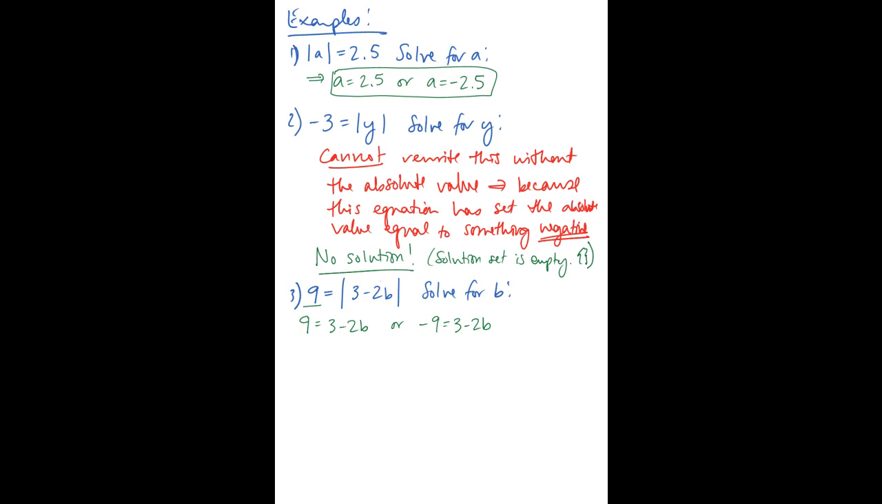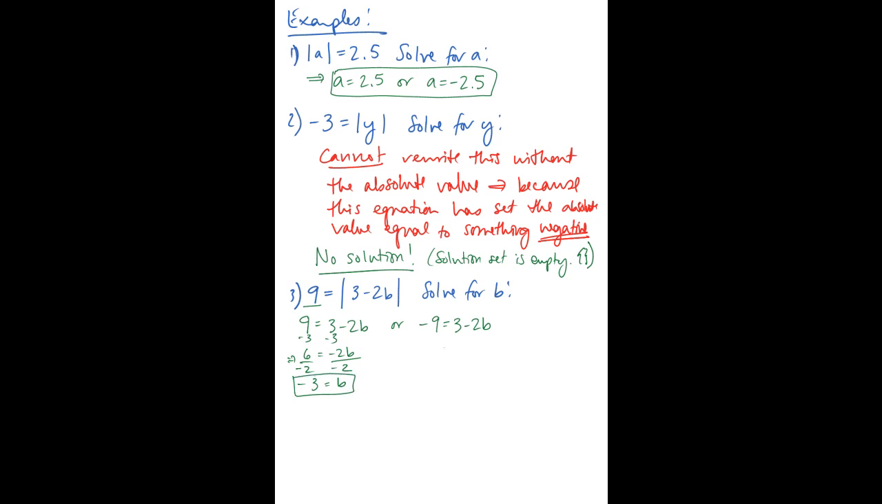So now we have our two equations, and we just solve using the techniques we already know. On the left here, I want to subtract 3 from both sides, so we get 6 equals negative 2b. I'm going to divide both sides by negative 2. And so now I get negative 3 is equal to b. So that's one possible solution.